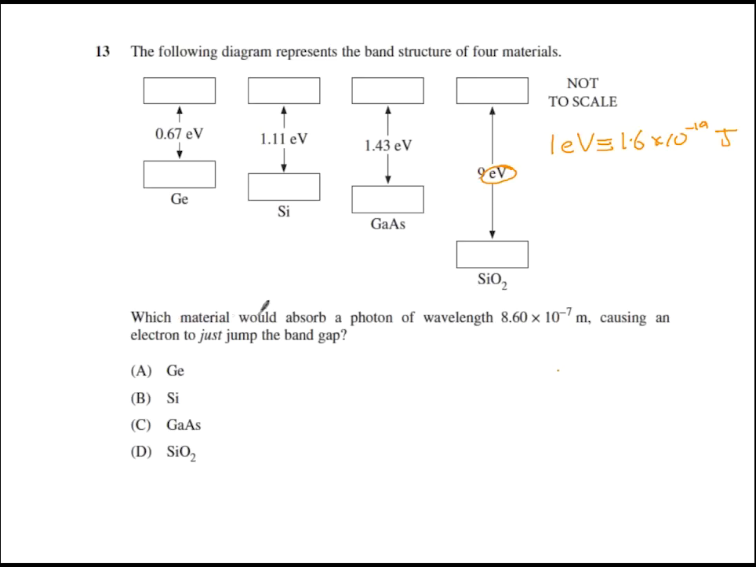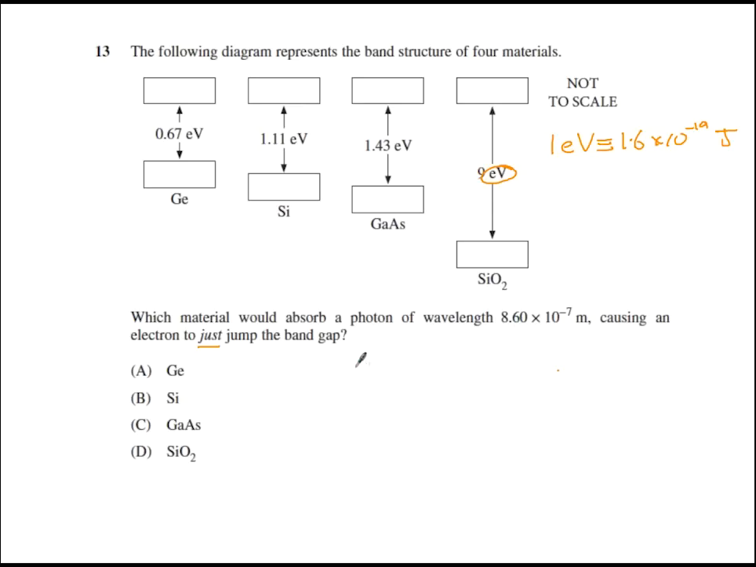And it says, which material would absorb a photon of wavelength such, causing an electron to just jump the band gap? Well, clearly what that means is that if any of these answers are possibly the correct answer, then the other ones can also cause it, but it's about just jumping. So really we're looking for an energy value that's really close to the energy in here. So how do we determine that?